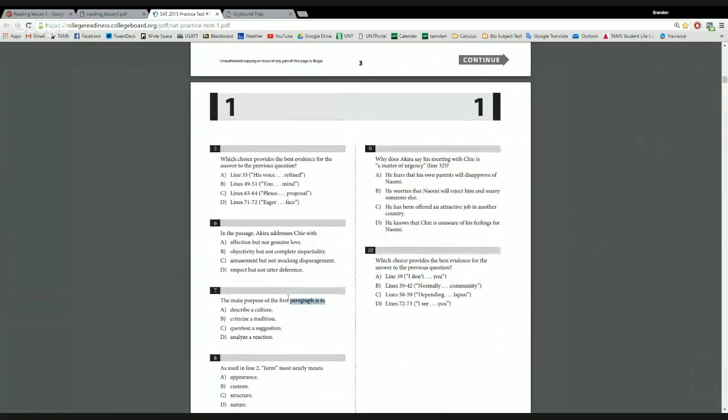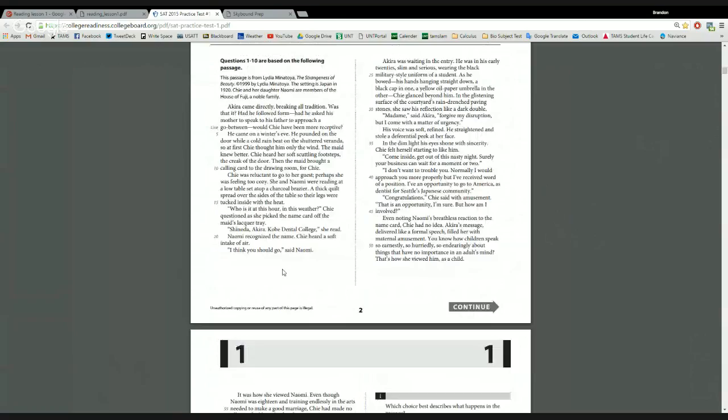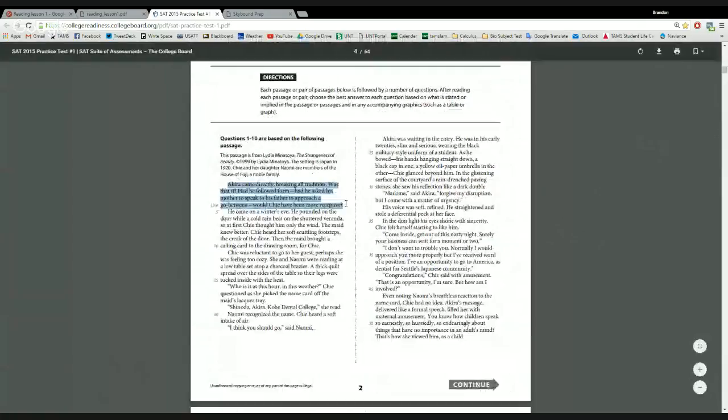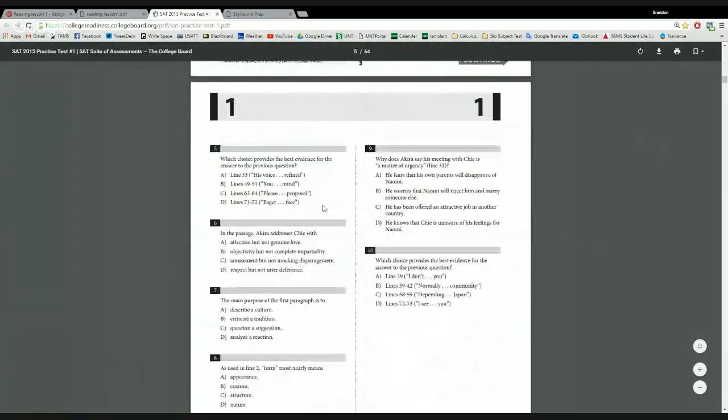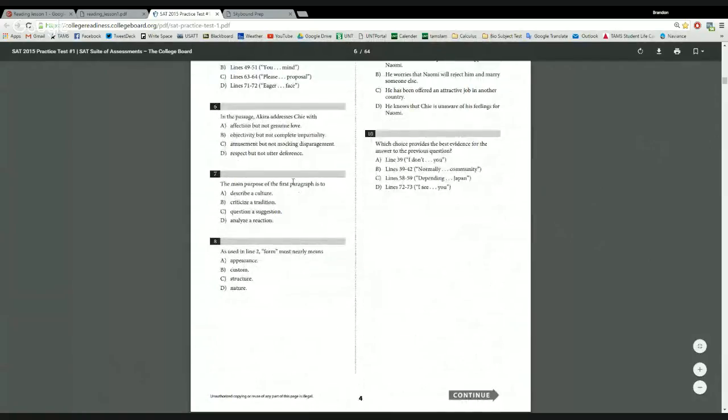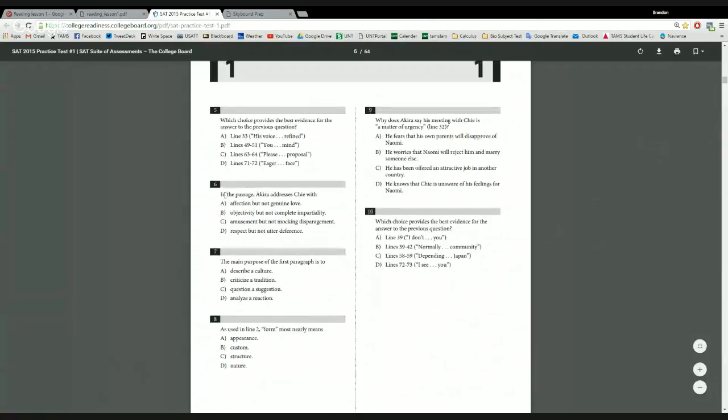Let me prove the first paragraph. It didn't say a line, but it said the first paragraph. Funny thing, we actually read the first paragraph earlier for question number 3, so you can quickly read it again. As you can see, he questions himself quite a bit. Not exactly why, but that gets you a general idea. In the passage, Akira addresses... sorry. The main purpose of the first paragraph is to describe a culture.